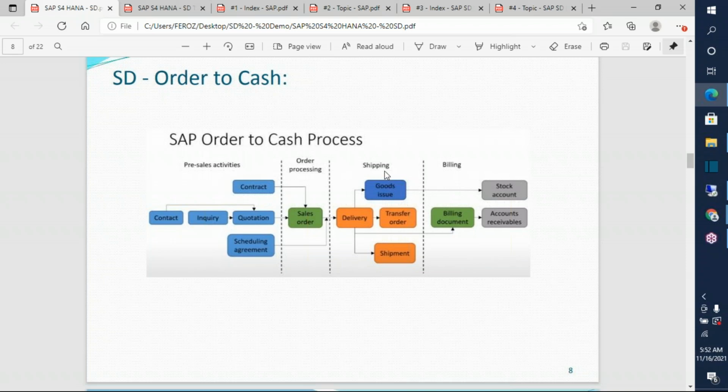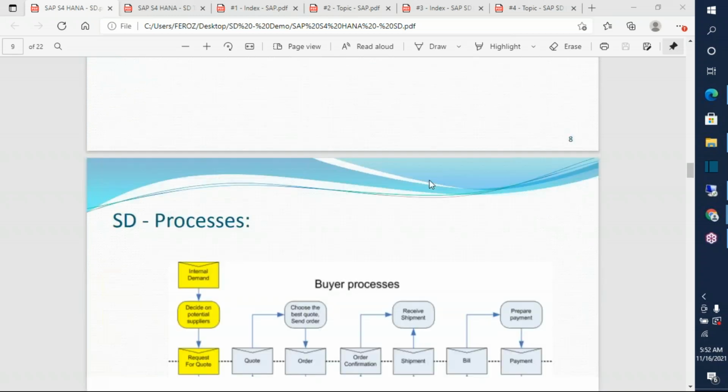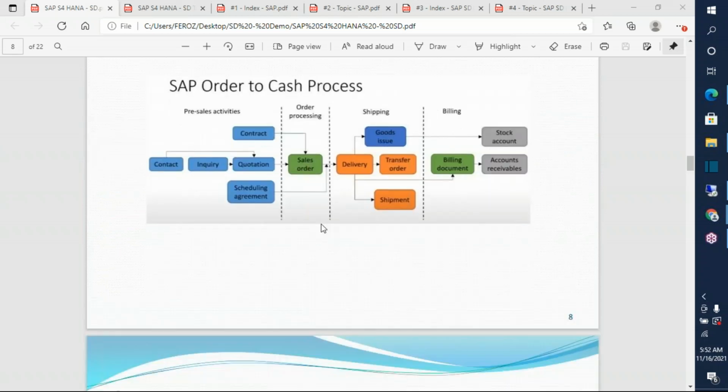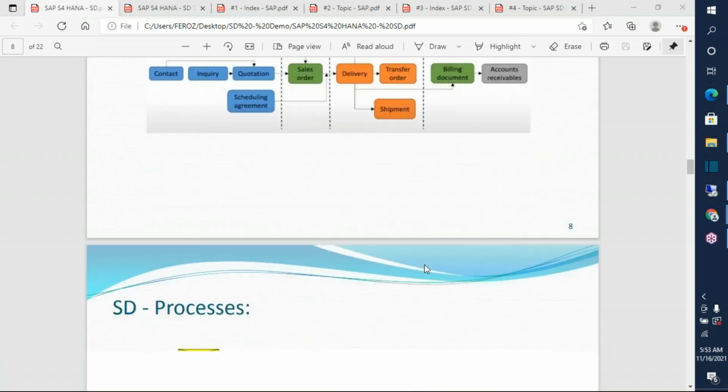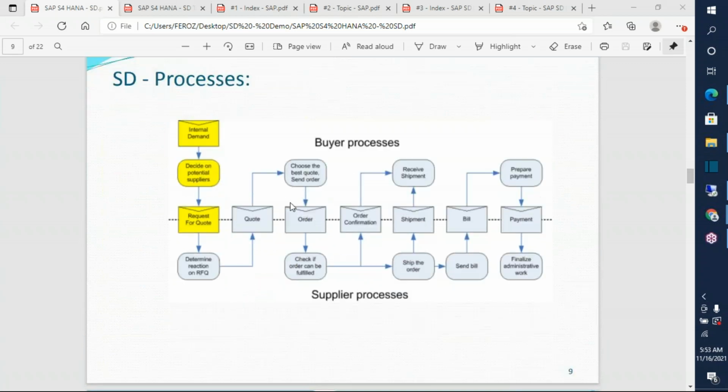So this is the order to cash process, and in this process, we as SD consultants need to make sure that it is automated as much as possible and efficient, right? To make it automated and more efficient, we will be discussing how these sales documents like inquiry, quotation, sales order, contract, scheduling agreement, billing document, and the deliveries are designed using the configuration. To design them, we need to understand the processes, right?